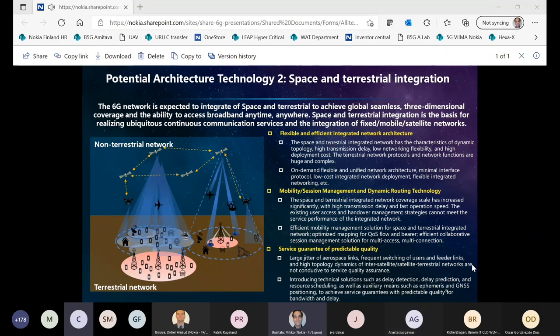Of course, there are problems about service guarantee: how to introduce delay detection, delay prediction, and resource scheduling to achieve the service guarantee for the bandwidth and the delay.